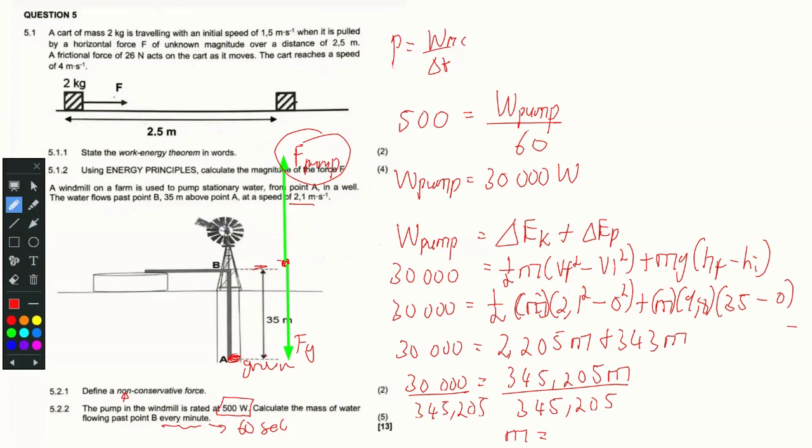Then let's calculate the mass. We are going to say 30,000 divided by that. Which will give me 86.90 kg. Right. So that's it, rounded off to 2 decimal places. So that's how you were supposed to go through this question.